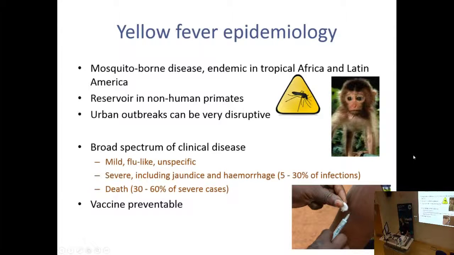The spectrum of clinical disease is very broad. Most people get only mild symptoms, flu-like, unspecific. About 10% or so of people get severe symptoms, which include jaundice, which gives it its name, or hemorrhaging symptoms. And about half of those severe cases will actually die. However, yellow fever is vaccine preventable. The vaccine has been around since the 1930s. It's very safe and very efficacious.